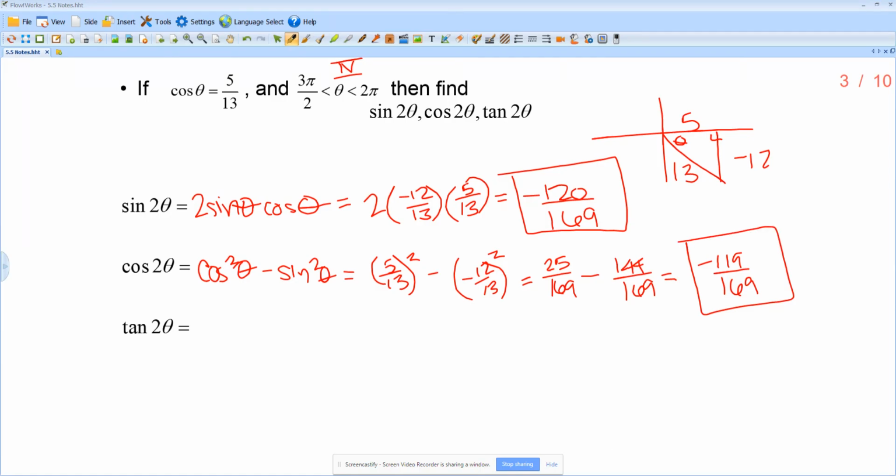The tangent of 2 theta, you can use the formula. However, in this case, it's actually wiser not to, because we've already found the sine and the cosine. Remember that tangent is equal to sine over cosine. So this will be the sine of 2 theta over the cosine of 2 theta. We would just have negative 120 over 169 over negative 119 over 169. The 169s cancel, and I'm left with 120/119.